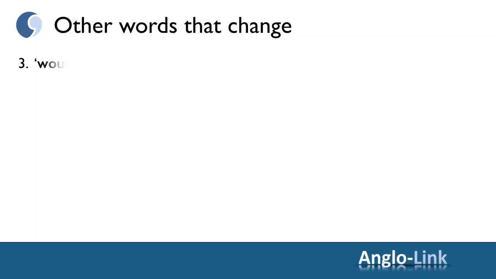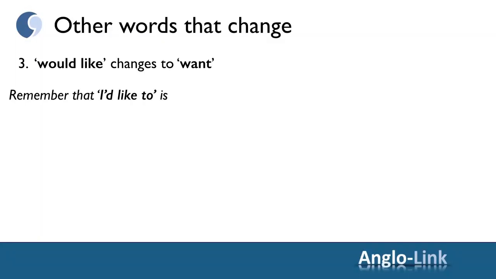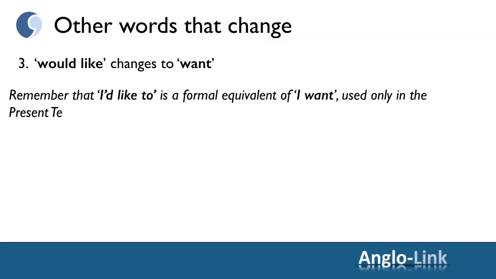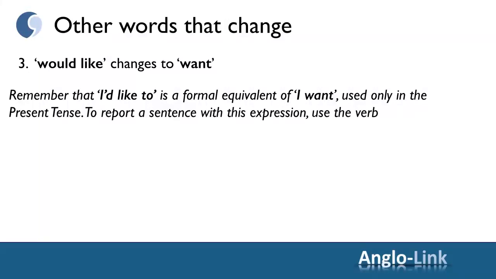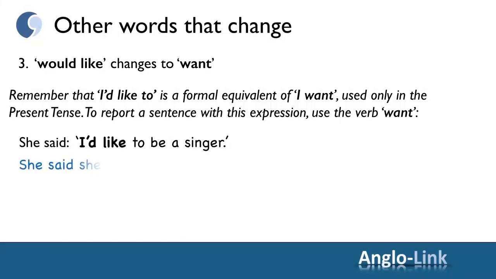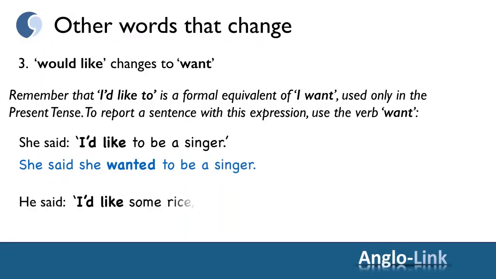And finally, a word about would like. Would like changes to want. Remember that I'd like to is a formal equivalent of I want, used only in the present tense. To report a sentence with this expression, use the verb want. For example, she said, I'd like to be a singer. She said she wanted to be a singer. Or, he said, I'd like some rice, please. In indirect speech, you should say, he said he wanted some rice.